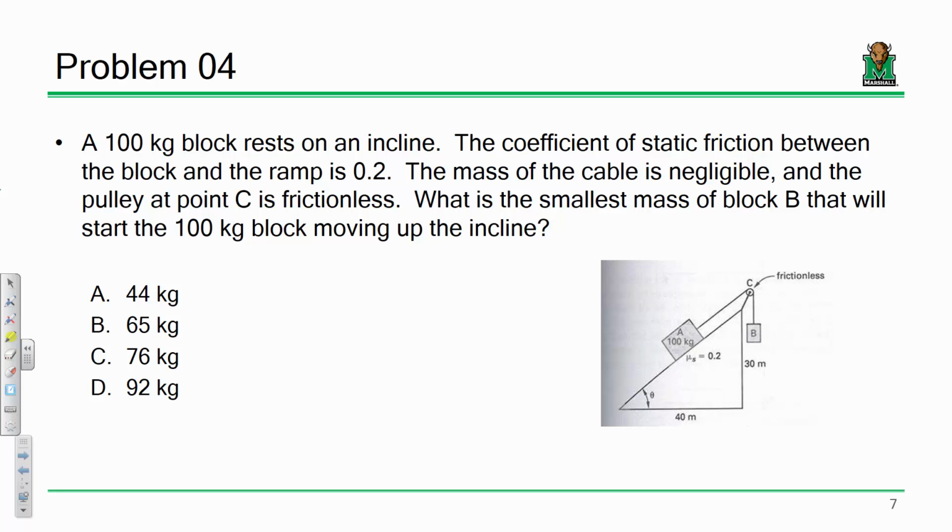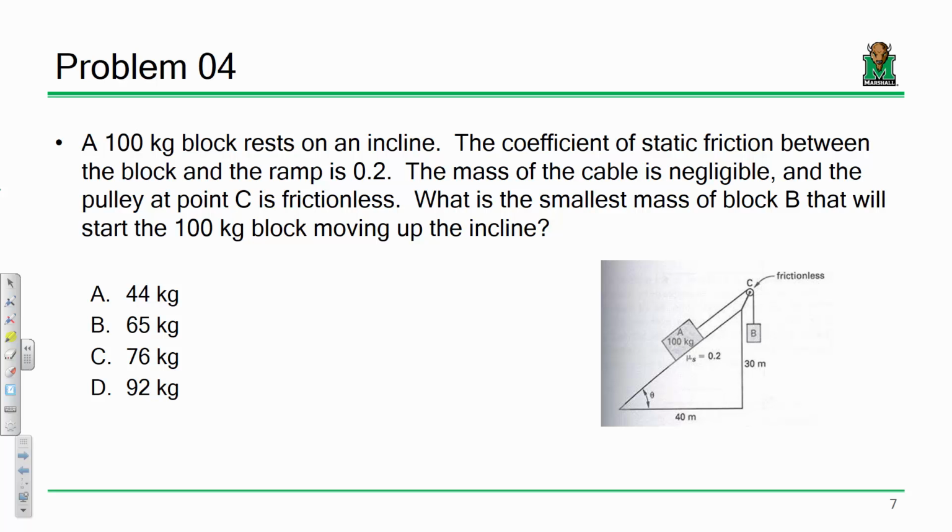The coefficient of static friction between the block and the ramp is 0.2. So remember, we have 2 coefficients of friction. There's a coefficient of static friction and a coefficient of kinetic friction, right? Is the coefficient of kinetic friction always higher or lower than the coefficient of static friction? Lower, right? That's why when you're pushing a refrigerator across the floor, it's harder to get it started than it is to keep it moving, right?